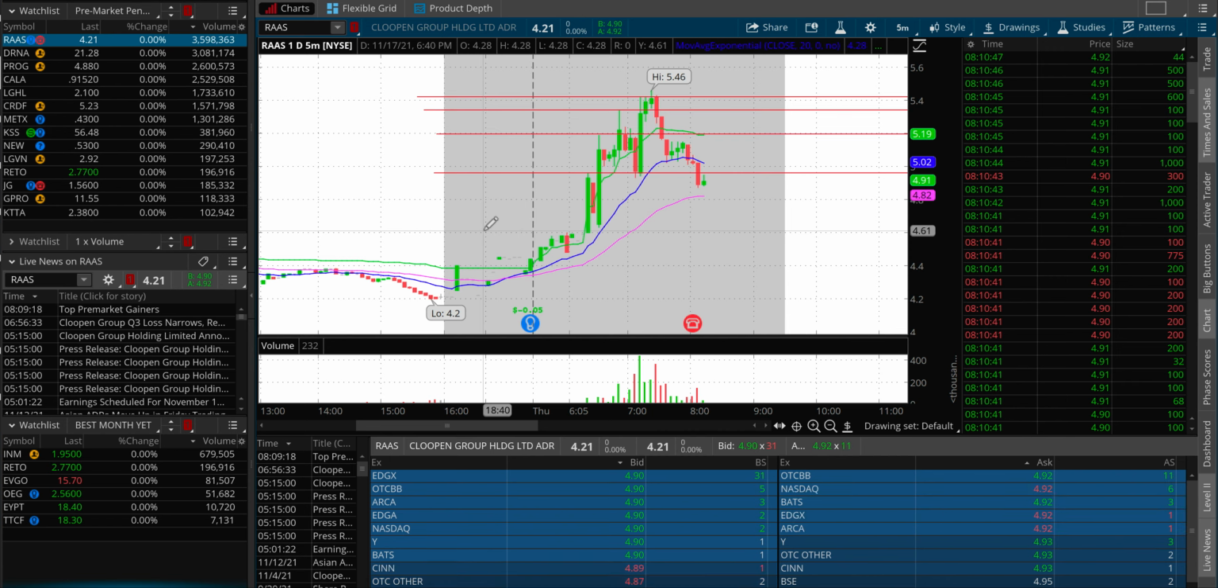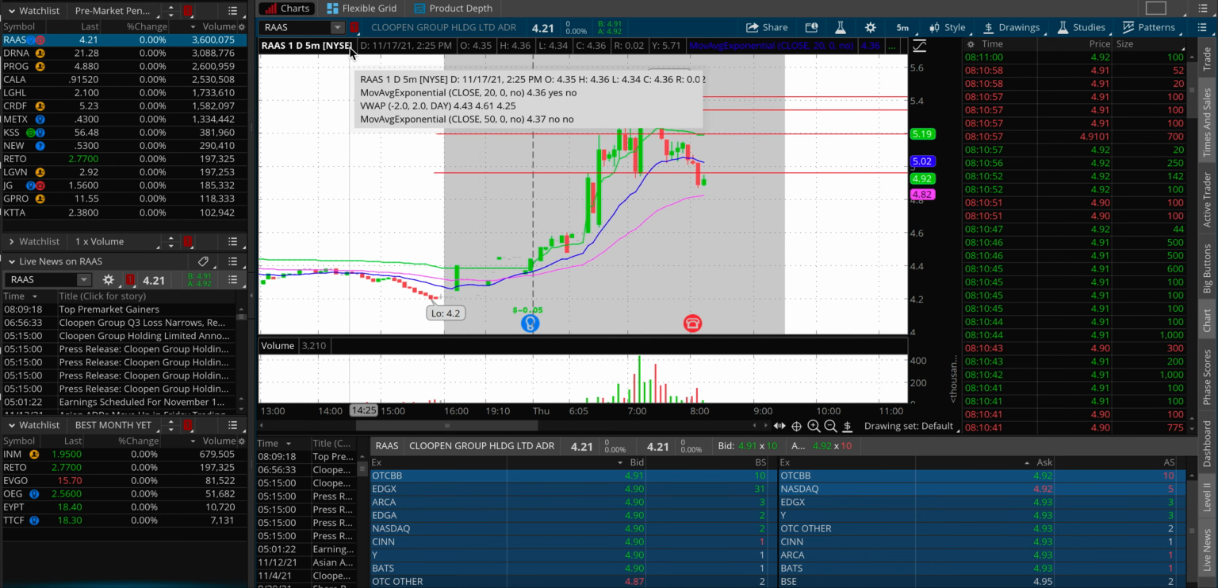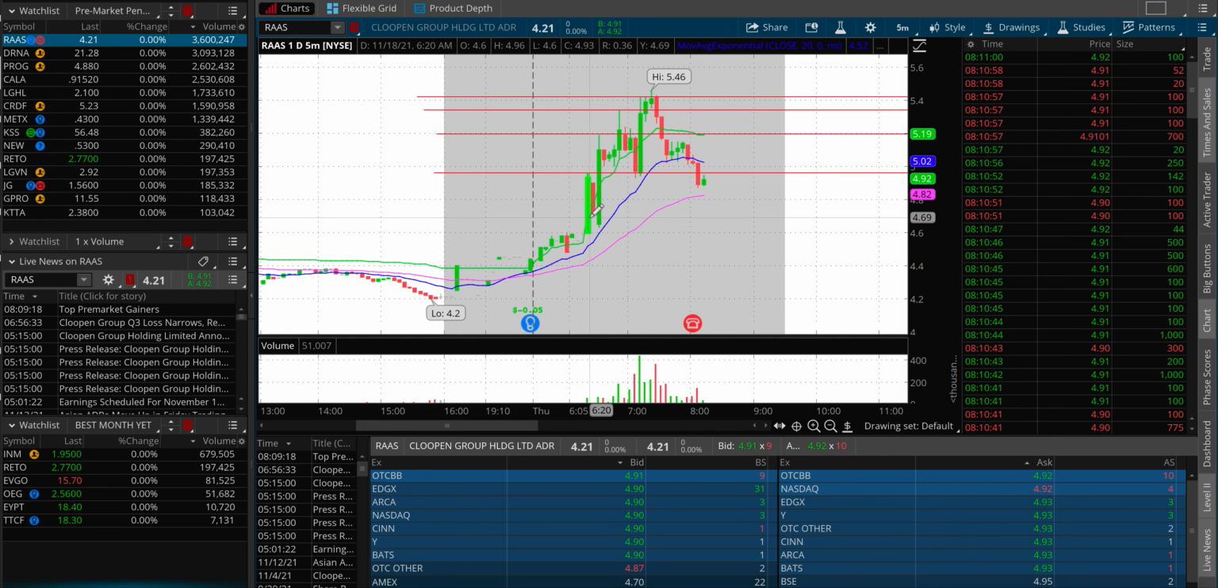So the first one is RAAS. This one has earnings today, so it has a valid catalyst to move, which we always like, especially when it's a NYSE stock. NYSE is more strict than NASDAQ when it comes to holding stocks, requesting more information when they move without a clear catalyst.